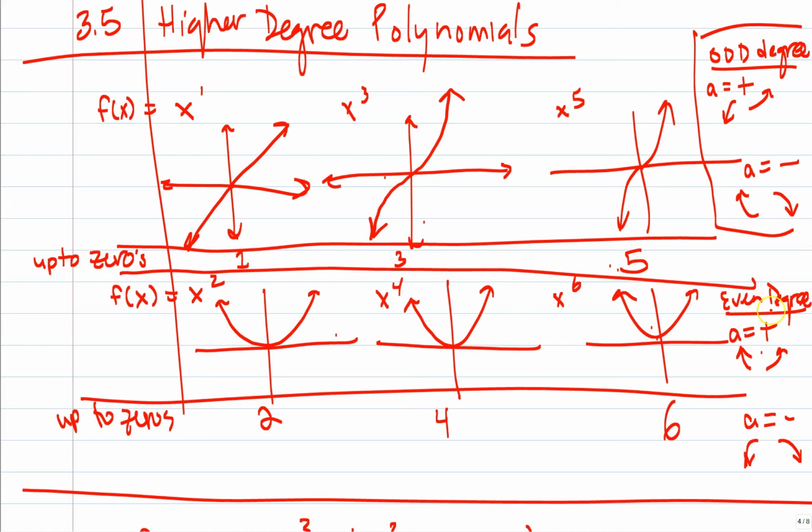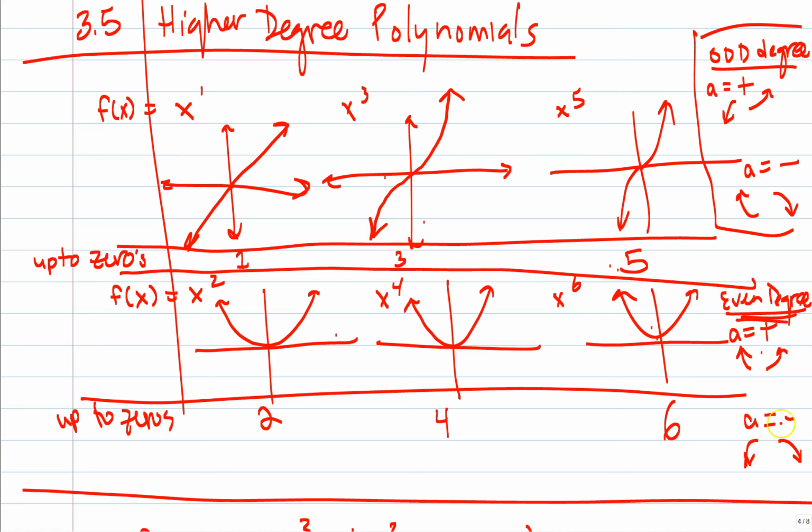If it's an even degree function, then the beginning and ending behavior are the same. An x squared starts going up, it ends going up. X to the fourth starts going up, ends going up. The beginning and ending behavior stays the same on any even degree function. X to the tenth will start up and end up. Some weird stuff in the middle, but we're just talking about beginning and ending.